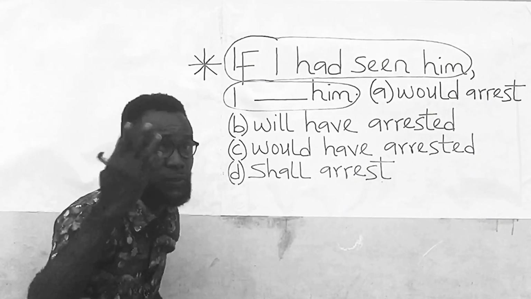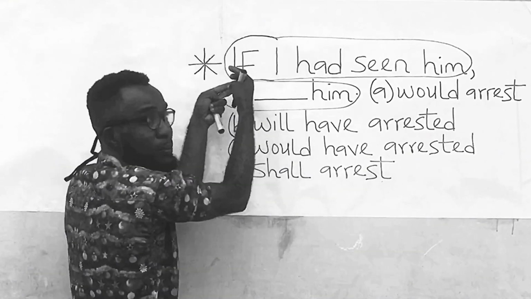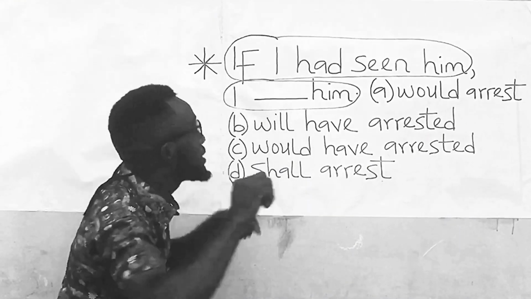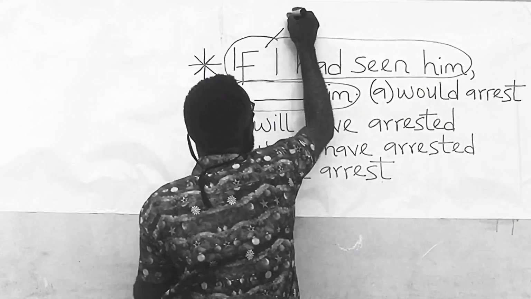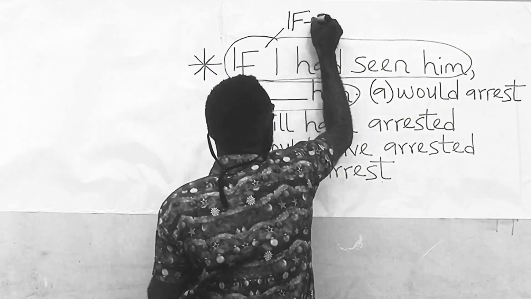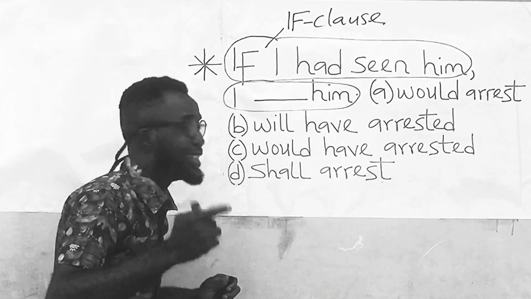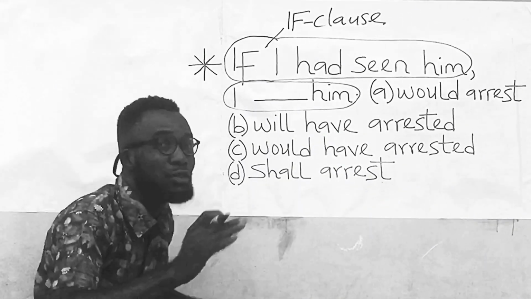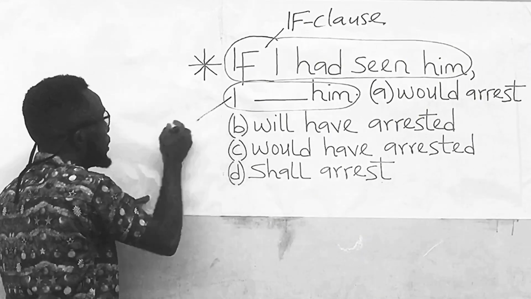You will find out that the first part contains the if. The first part carries the if, so the first part is called the if clause. The second part does not carry the if, so we call the second part the main clause.